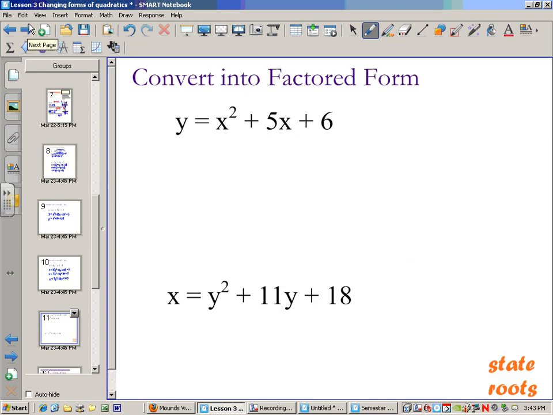All right, now we need to convert to factored form. So y equals (x plus 2)(x plus 3).